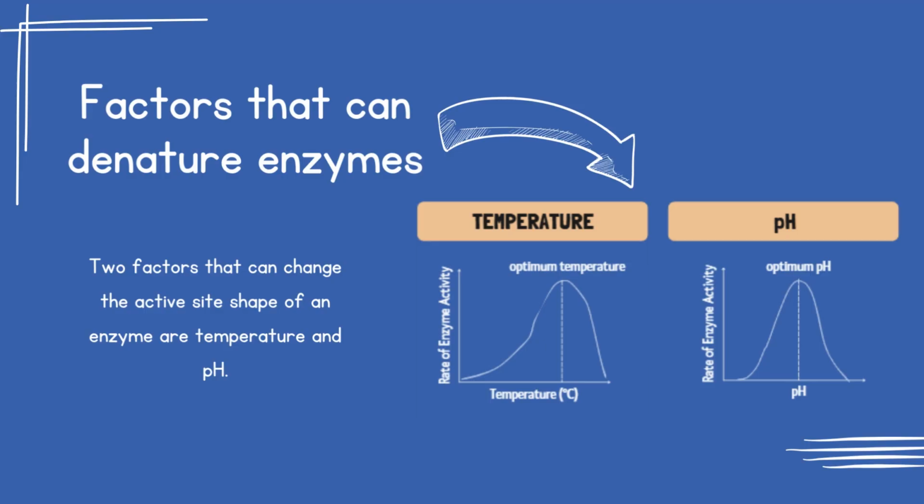After that, the increased temperature breaks the bonds that hold the enzyme into its specific shape, changing the shape of that active site. This is called denaturing. Remember that enzymes are not denatured at low temperatures but have less kinetic energy.